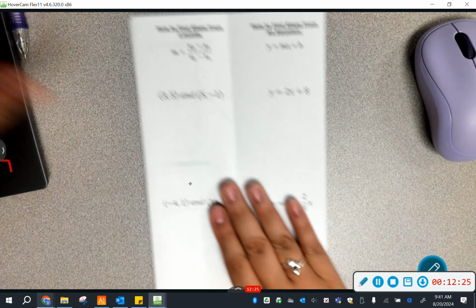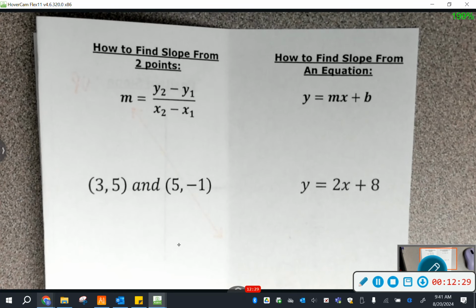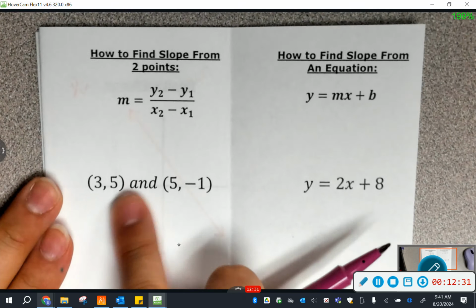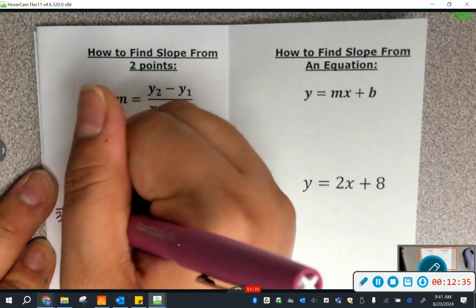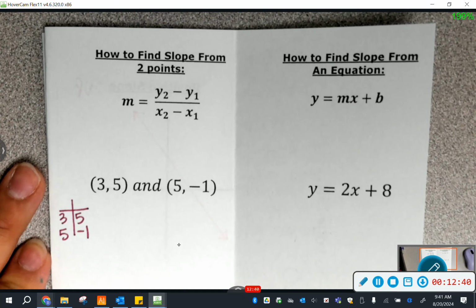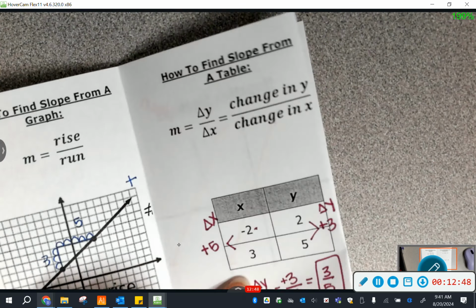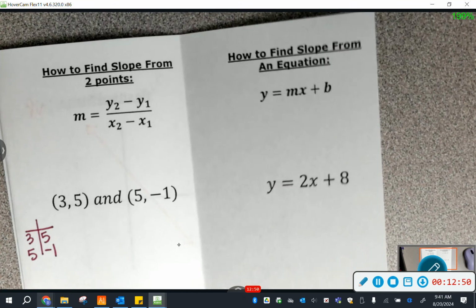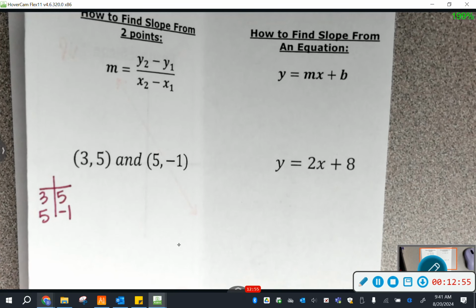What if I give you 2 points? Somebody last period told me, well, Miss Alvarez, technically these 2 points, can I make a table and do delta y over delta x? Definitely. If that's how you want to do this, go ahead. But I'm going to show you another way. But this table method works for both of these. Okay? All right. So the next method I'm going to show you is slope formula.